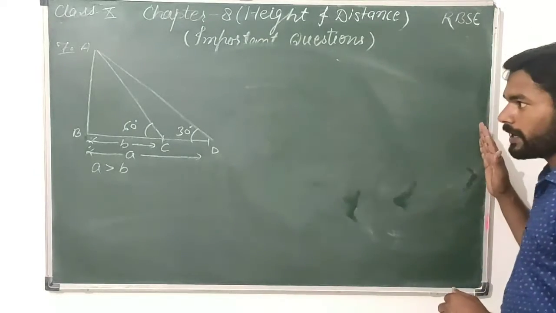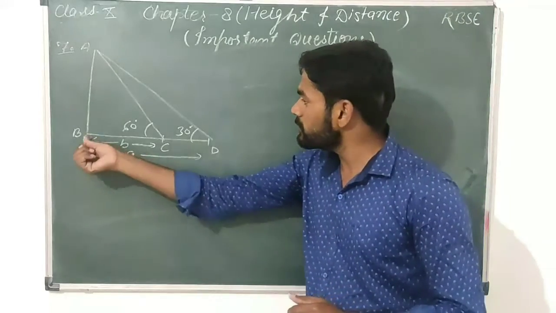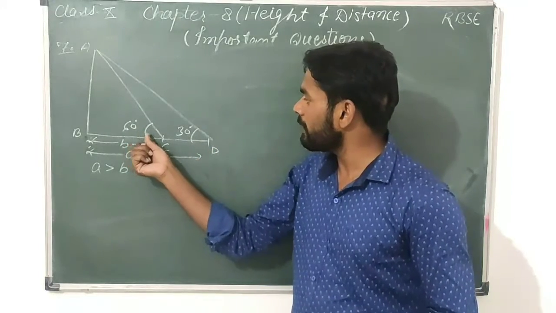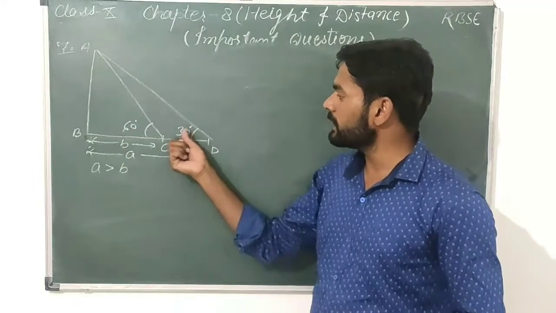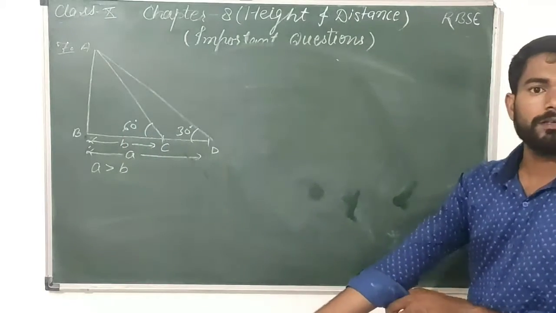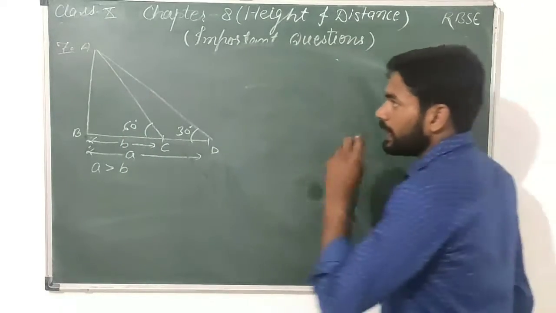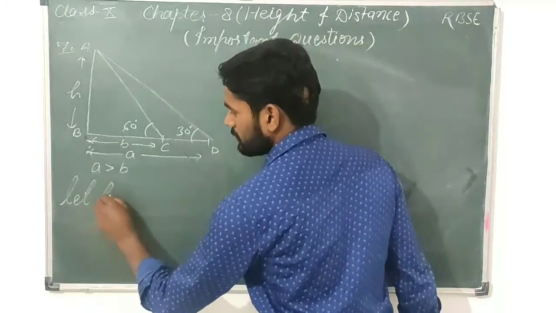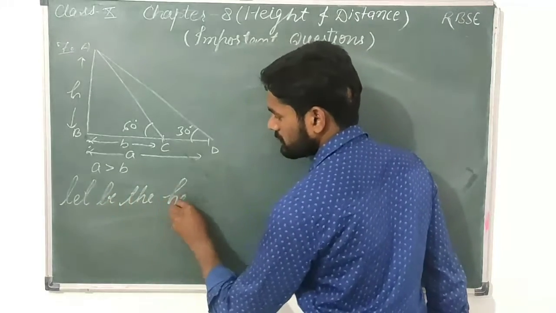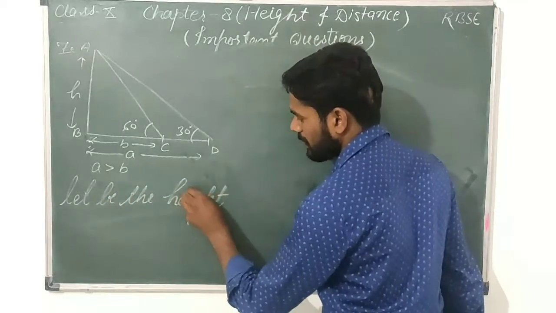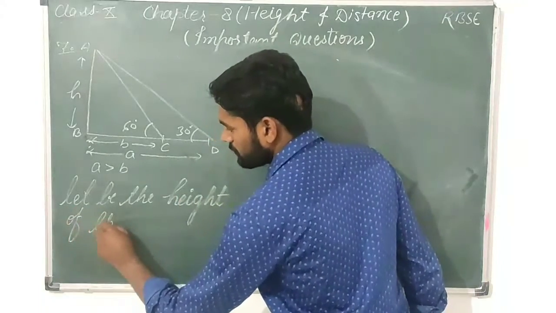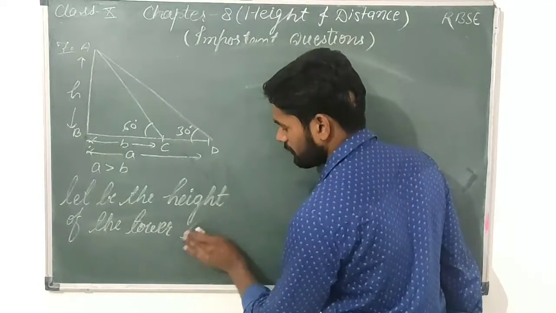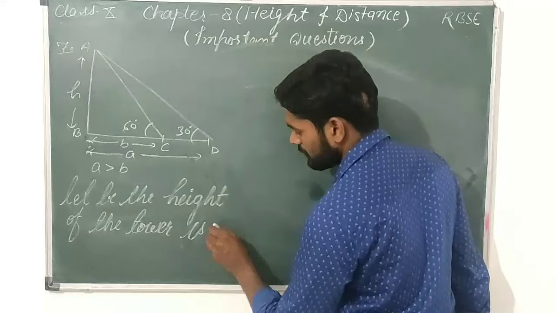तो हम जितना दूर जाएंगे एंगल की वैल्यू कम होगी। So at this time C is closer than D, so the angle of C will be greater than angle of D. So angle C is 60 degree and angle D is 30 degree. Now let the height of this tower be h. So we will mention here, let the height of the tower be h meter.